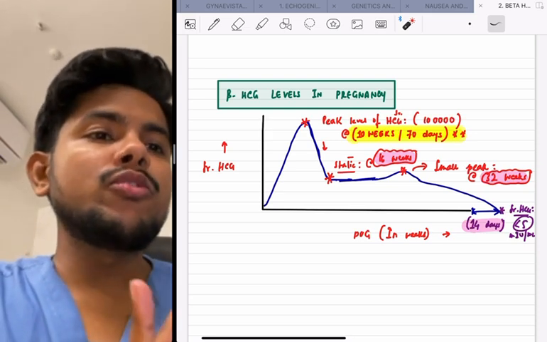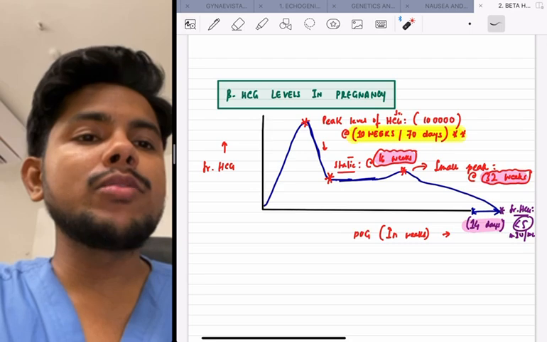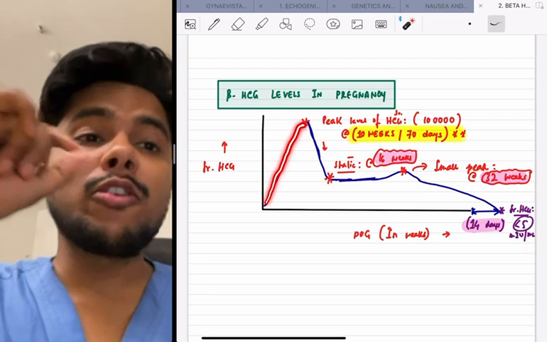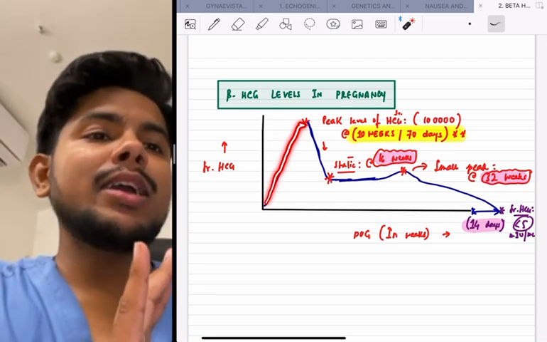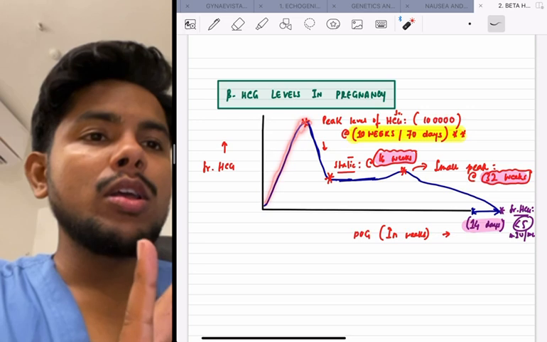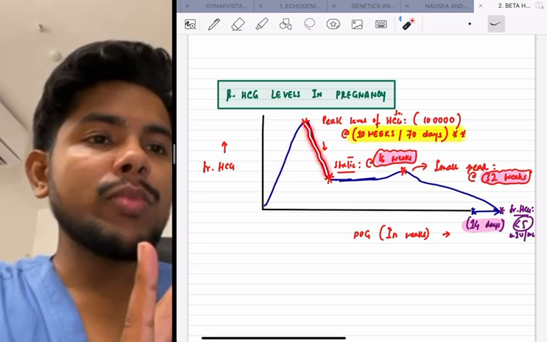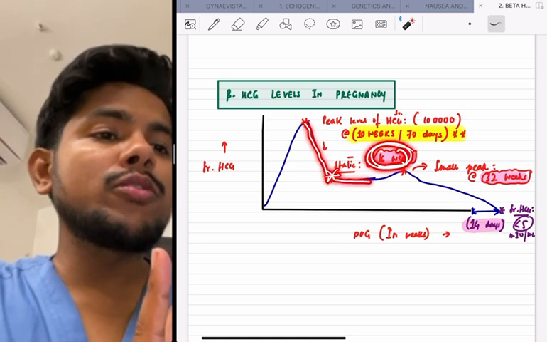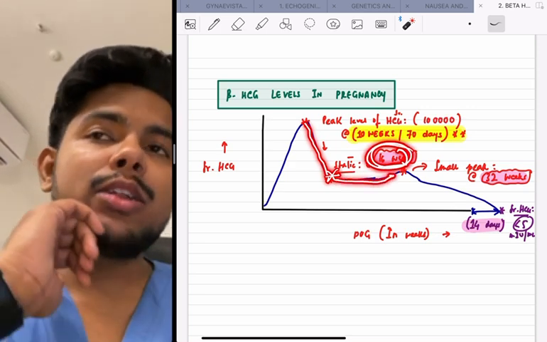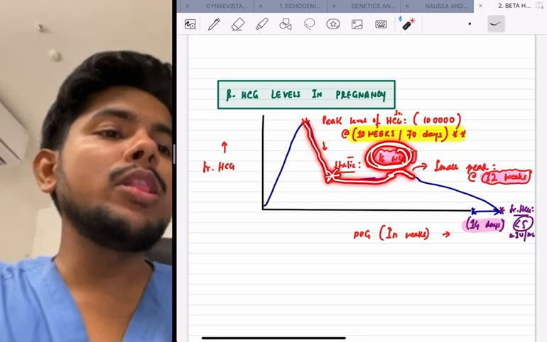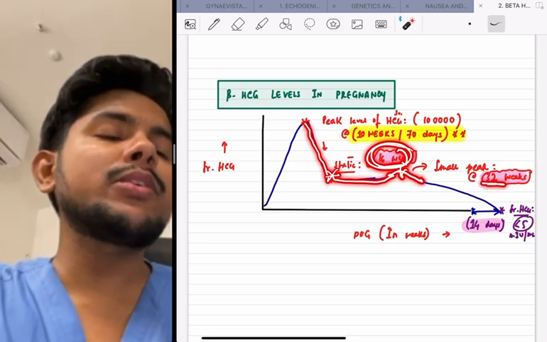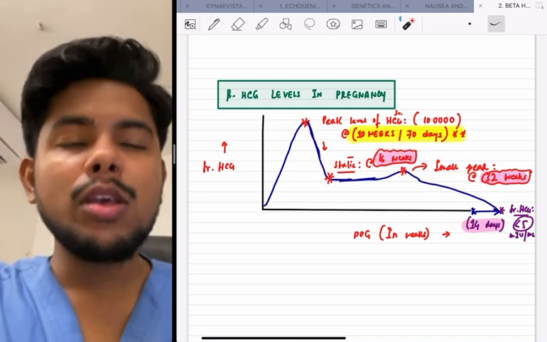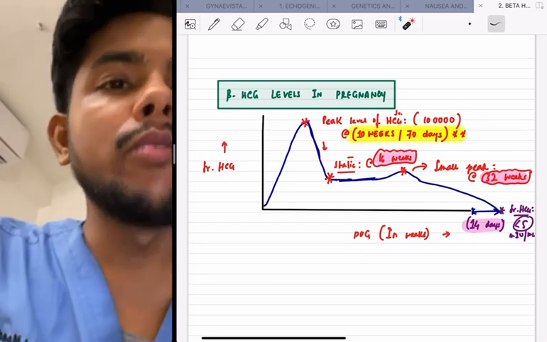Am I clear? Let me revise it again with you. Can you see there's a sharp rise of hCG, because hCG is needed for corpus luteum rescue, and it hits the peak level at 10 weeks. After that there's a sharp fall and it hits the plateau at 16 weeks. From 16 weeks onwards is a plateau throughout the pregnancy. There is only a very small peak at 32 weeks, and after delivery there is a gradual fall of hCG followed by normalization of hCG.